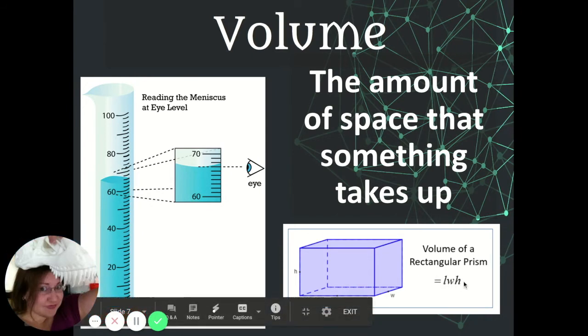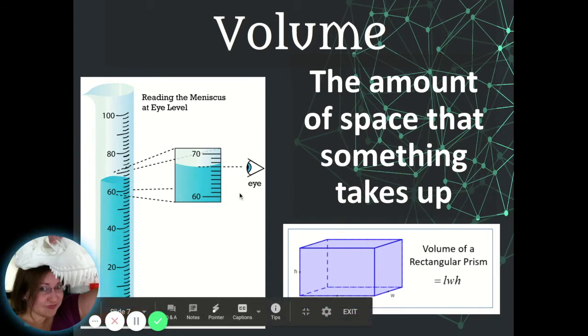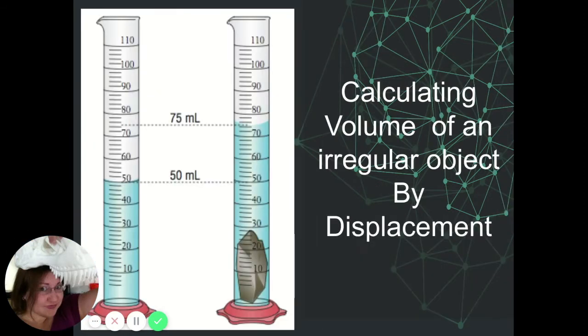When you're looking at the volume of a solid, like a rectangular prism, you're going to use length times width times height. So there's different equations for determining the volume of a pyramid, for example, or the volume of a cone or cylinder, but we're mainly going to be using length times width times height for determining the volume of rectangular prisms, solids, and also for using the graduated cylinder in order to determine the volume of liquids.